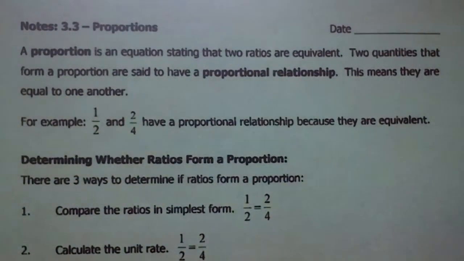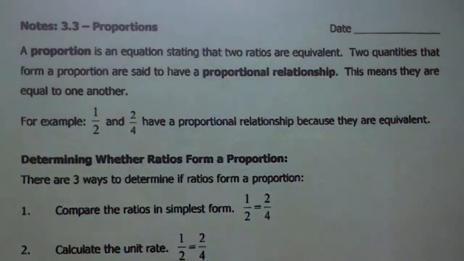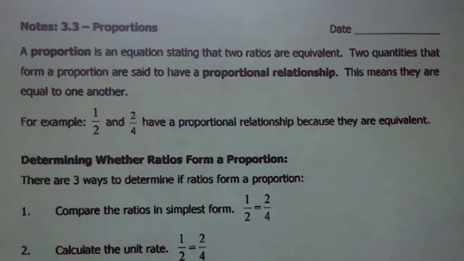It is an equation. Just when you thought we were done with those, they're never going to go away. It's an equation that states that two ratios are equivalent. So remember that a ratio can be written as a fraction, a comparison of two numbers. It's basically taking two fractions and putting an equal sign between them, saying that they are equal. So two quantities that form a proportion, meaning they equal one another, are said to have a proportional relationship. They equal one another. So when I say, do they have a proportional relationship, I'm asking you, are they equivalent? Are they equal to one another? For example, 1/2 and 2/4, they have a proportional relationship because they are equivalent.